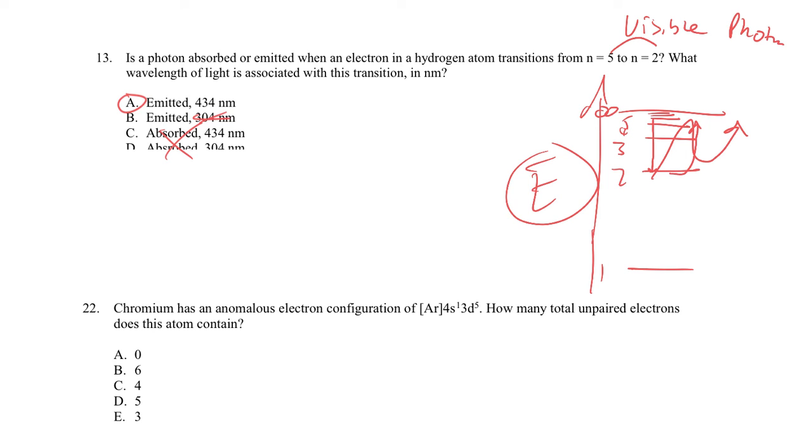If we wanted to calculate this, we would just calculate our delta E, from E as a function of n is minus 2.18 times 10 to the minus 18 joules times 1 over n squared. So you just take this for the final state, 2 squared, minus negative 2.18 times 10 to the minus 18 times 1 over 5 squared, take the difference, convert that delta E from E is equal to hc over lambda to a wavelength, and you'll see that you get 434 nanometers.